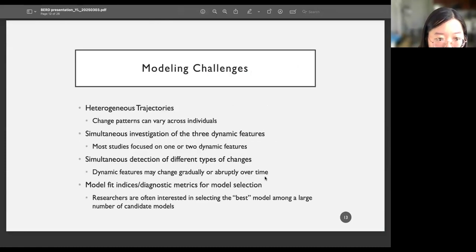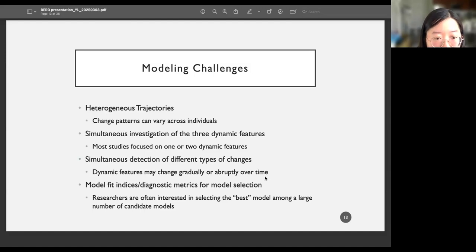Okay, next. However, there are some modeling challenges there. First of all, as mentioned before, we need to accommodate all the heterogeneous trajectories. And then we introduced the 3 dynamic features before, right?